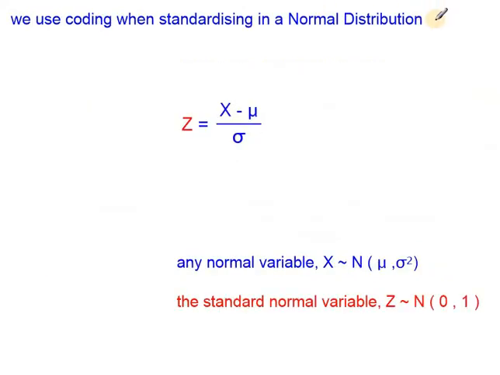We use coding when standardizing in a normal distribution. So here we have x, which is any normal variable with any mean and variance, and we've coded using this formula to the standard normal variable z, which has a mean of 0, variance of 1 and standard deviation of 1. And this is helpful especially when calculating unknown means or standard deviations.